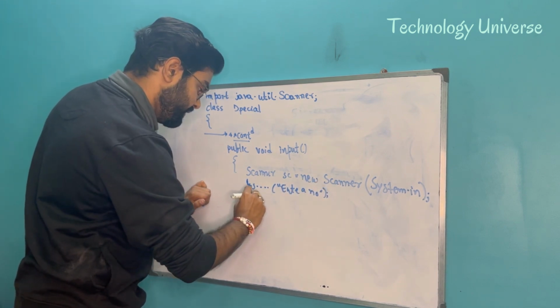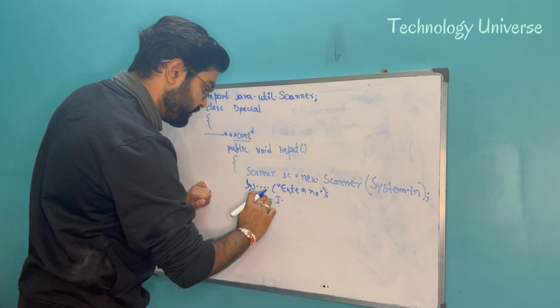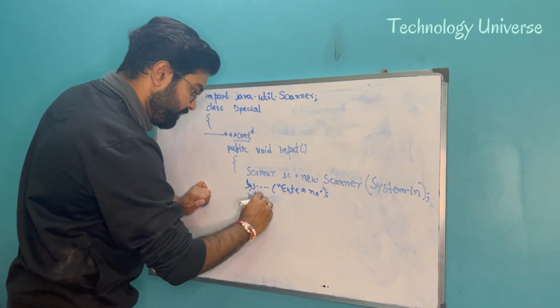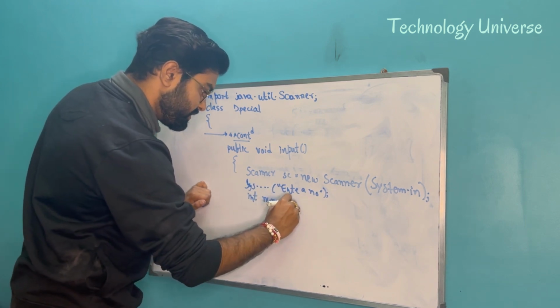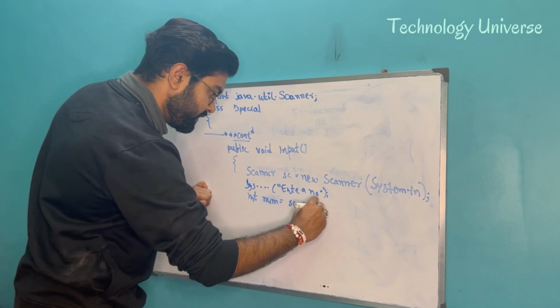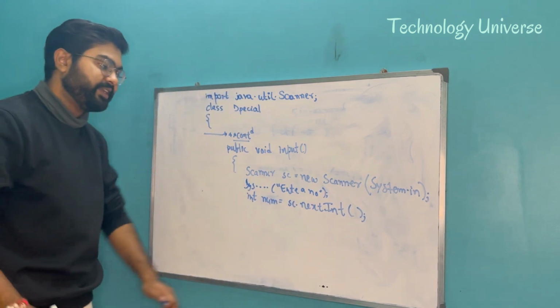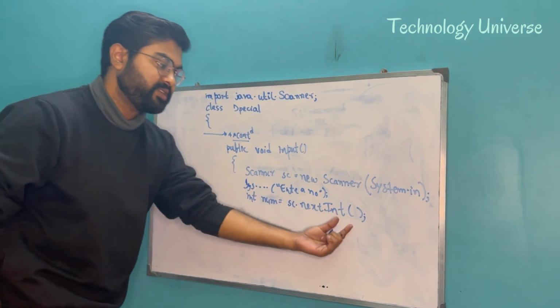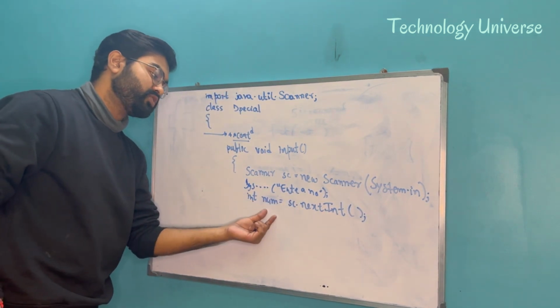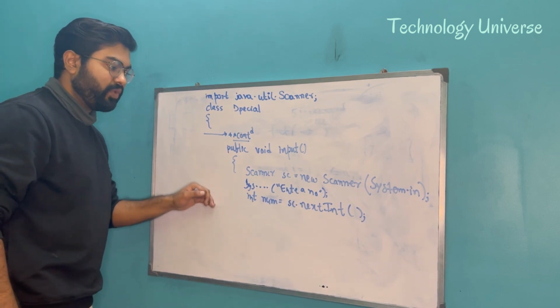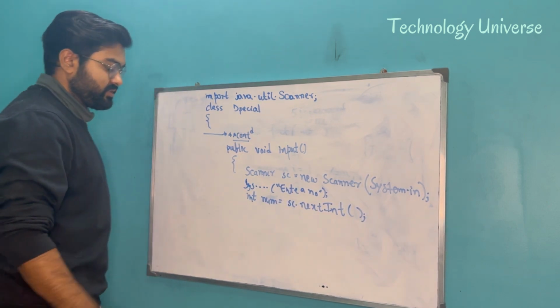Now, rather than int in, take num equals sc.nextInt(). In the Scanner class we have this nextInt method, which reads the integer from the console window and returns it as an integer, and directly it stores in the num variable. Now we are done with the number input.